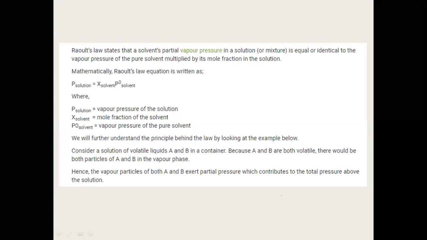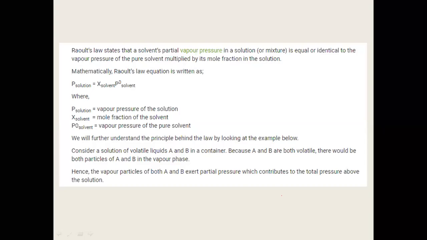But what about the solution? You get vapors, benzene molecules plus toluene molecules. What is the pressure contributed by only benzene molecules in this solution? That is the partial vapor pressure of benzene. What is the vapor pressure contributed by toluene molecules in the solution? Partial vapor pressure of toluene. Anyways, now let me express this Raoult's Law in a mathematical way.